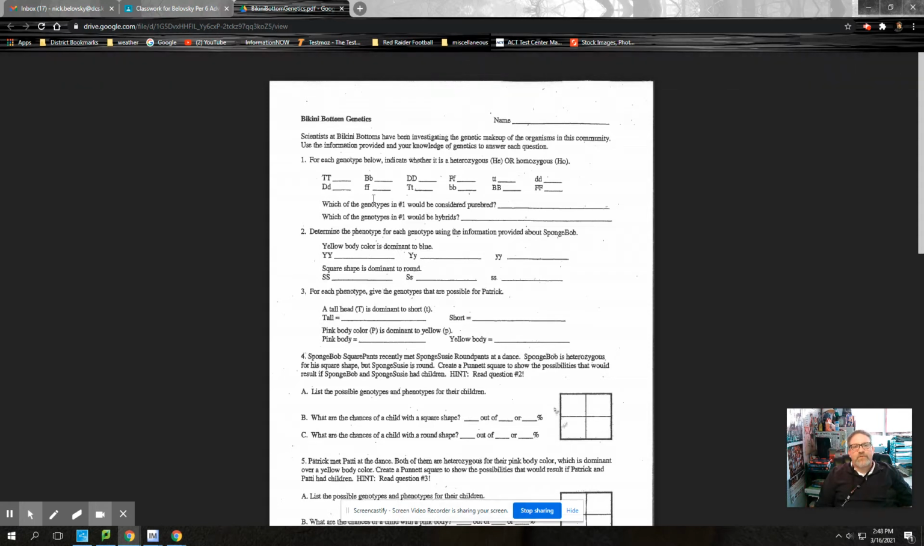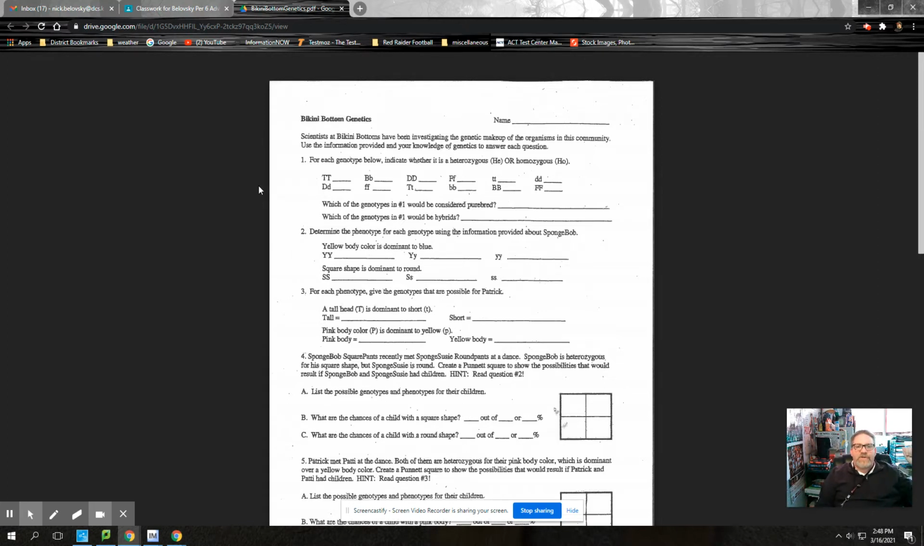Then down here are the questions. Which of the genotypes in number one would be considered purebreds? In other words, which one of these are purebreds? Okay, I'll give you a hint. Big T is a purebred. Big B, little b is not. It is considered to be something else. So that is all you need to know to answer all the questions for number one. So if you need help with it, rewind this video and watch it again. All right, number two.